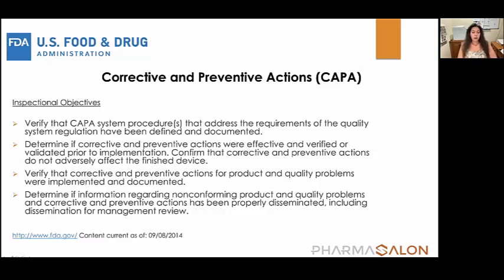Determine if information regarding non-conforming product and quality problems and corrective and preventative actions has been properly disseminated, including dissemination for management review. So they're going to, again, look at that. They're going to look at the implementation. They're going to look to see if there was proper training held, where are those training records, and who did you train? They don't care if the bookkeeper needs to know about the cleaning in the clean room. That's the wrong person to be training on that environment.